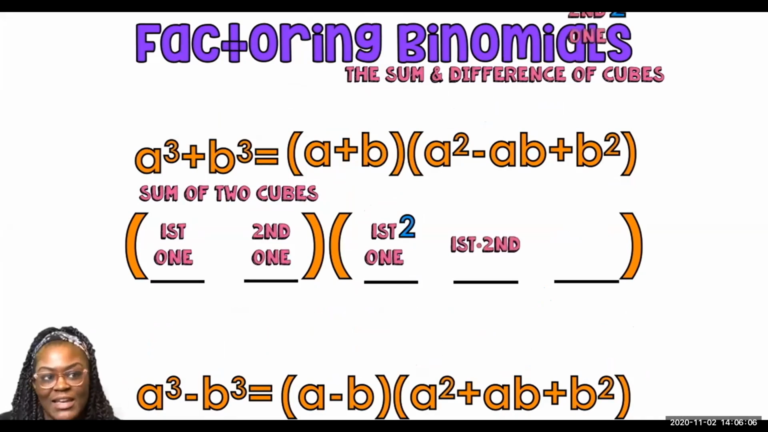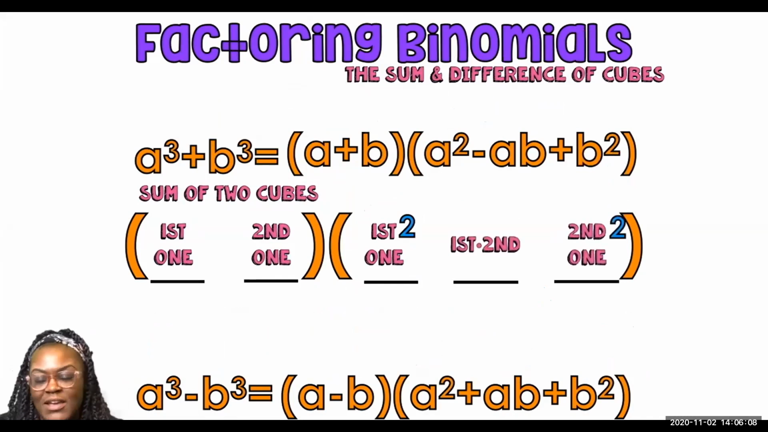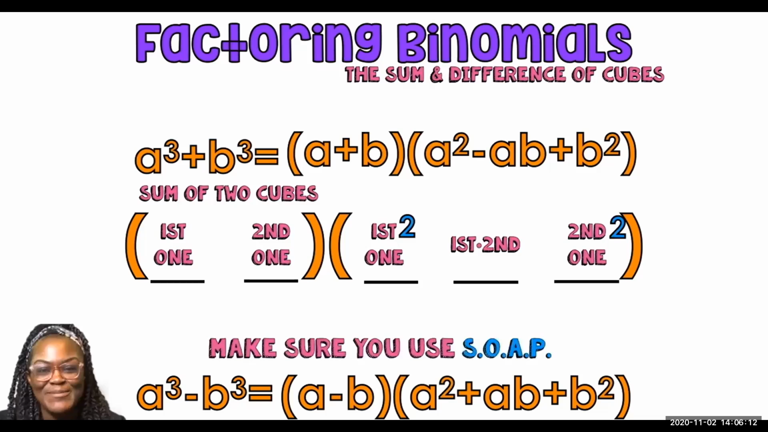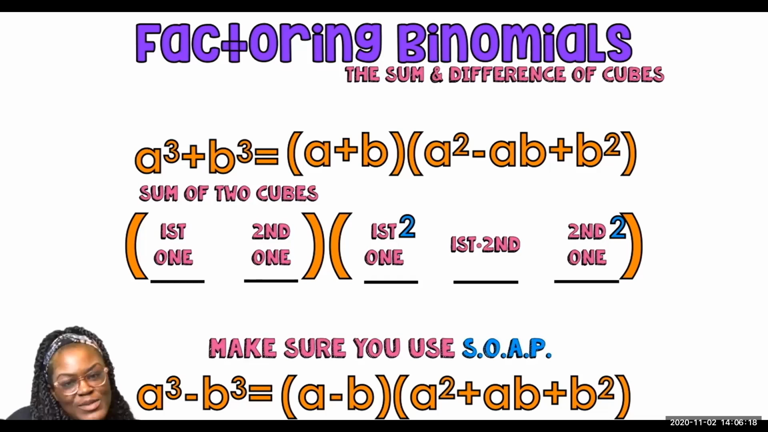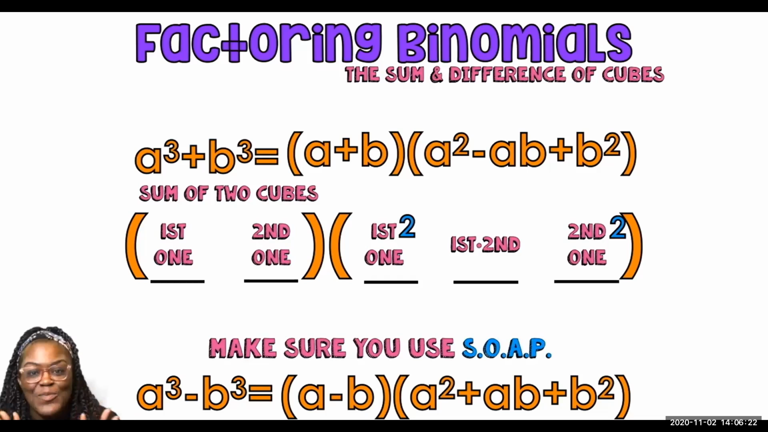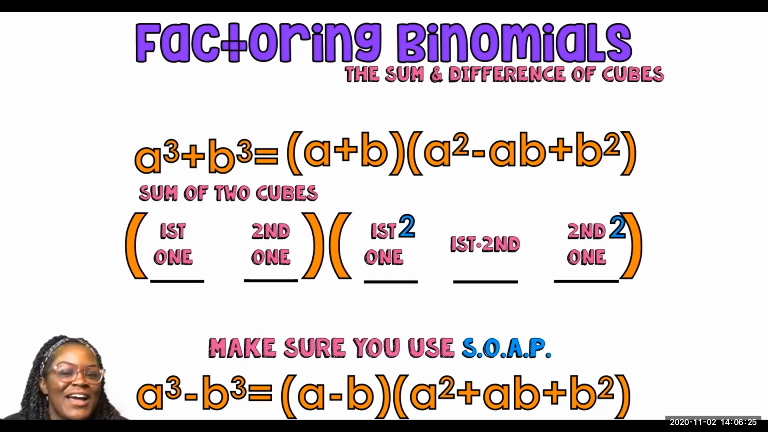First one times the second one squared. Make sure you use some soap. That's the whole thing. First one, second one, first one squared. First one times the second one squared. Use some soap. It's obnoxious. They don't like it. But here we are.